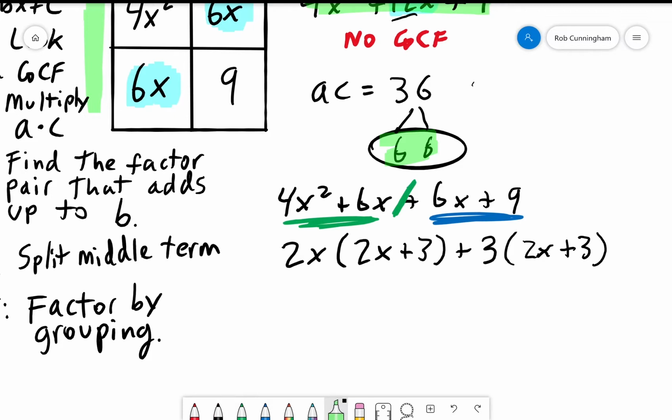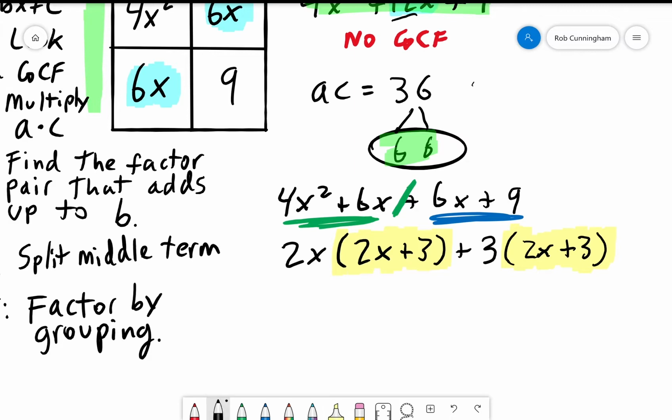Now you'll notice, and it's very important that this is true, these two factors are identical. It's how you know that you're on the right track, because what we're going to do next is going to require that those two be equal. So if there is any difference between those two parentheticals, you have done something wrong.